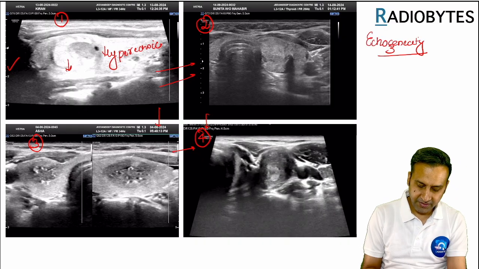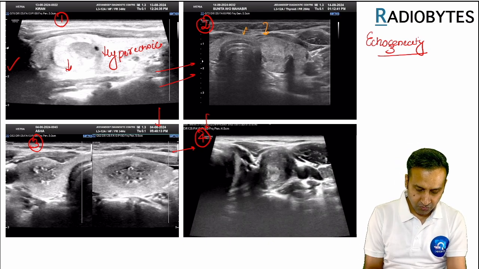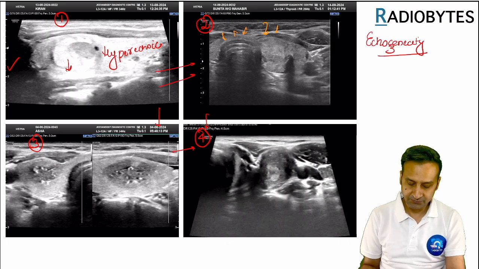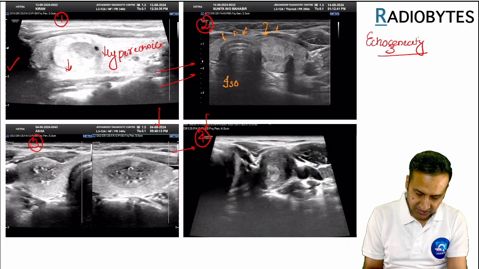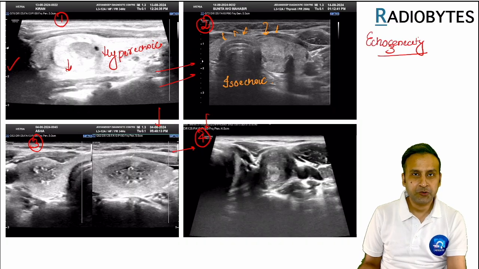Hyperechoic nodule. Then, what do you think about this particular nodule? Does it look hyperechoic? No. In fact, it's showing almost the same echo texture as that of a parent thyroid gland. So this nodule is isoechoic. Fine.